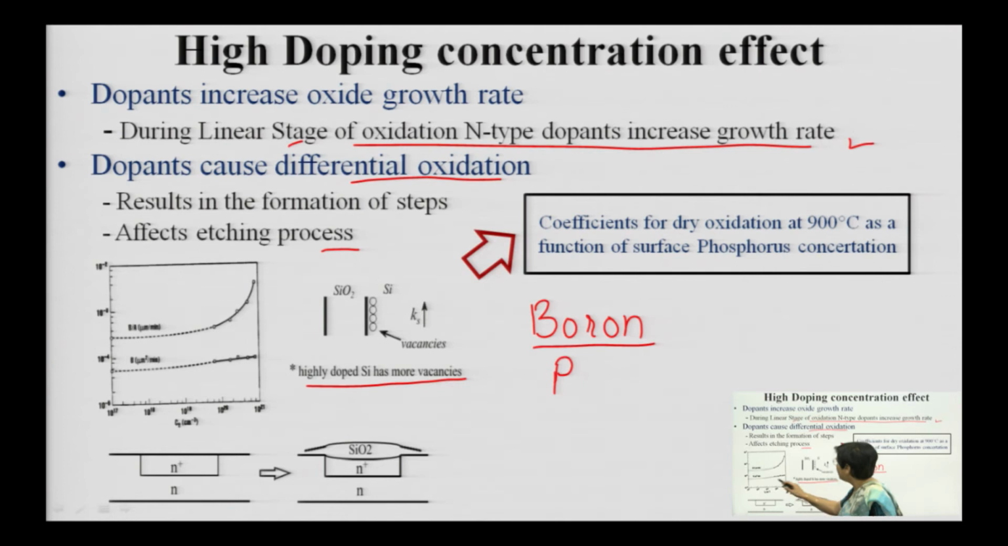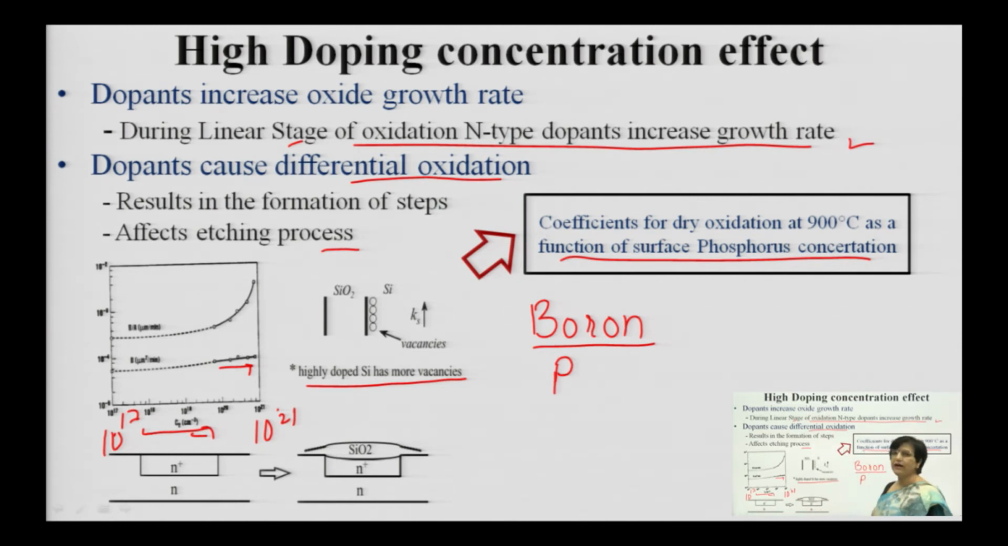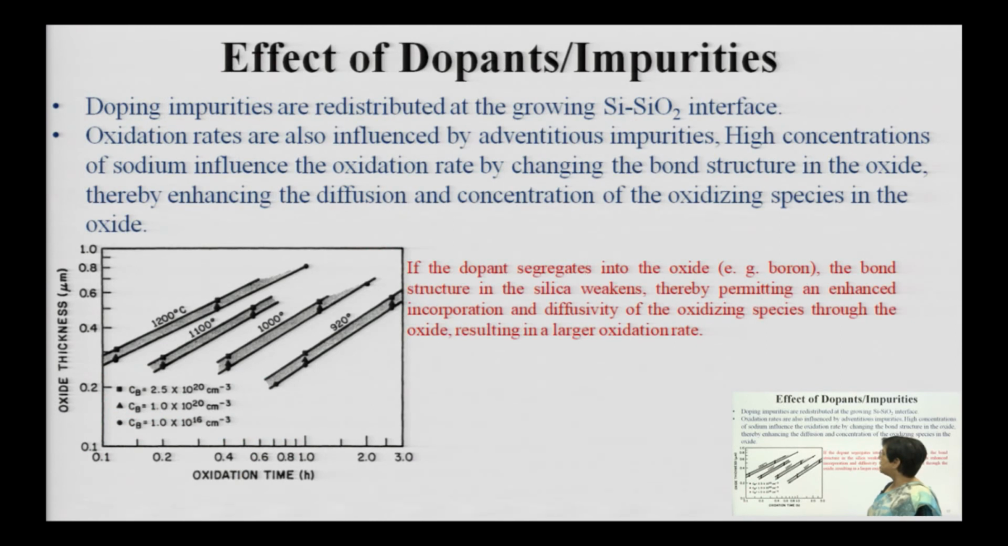This is being shown over here. You have the coefficients of dry oxidation as a function of surface phosphorus concentration. B by A is the linear rate constant, and B is the parabolic rate constant; both are shown. You will see that as the concentration increases, from 10 raised to the power 17 to 10 raised to the power 21, the growth rate changes drastically. When there is a drastic change in concentration, the rate at which oxidation is happening changes.